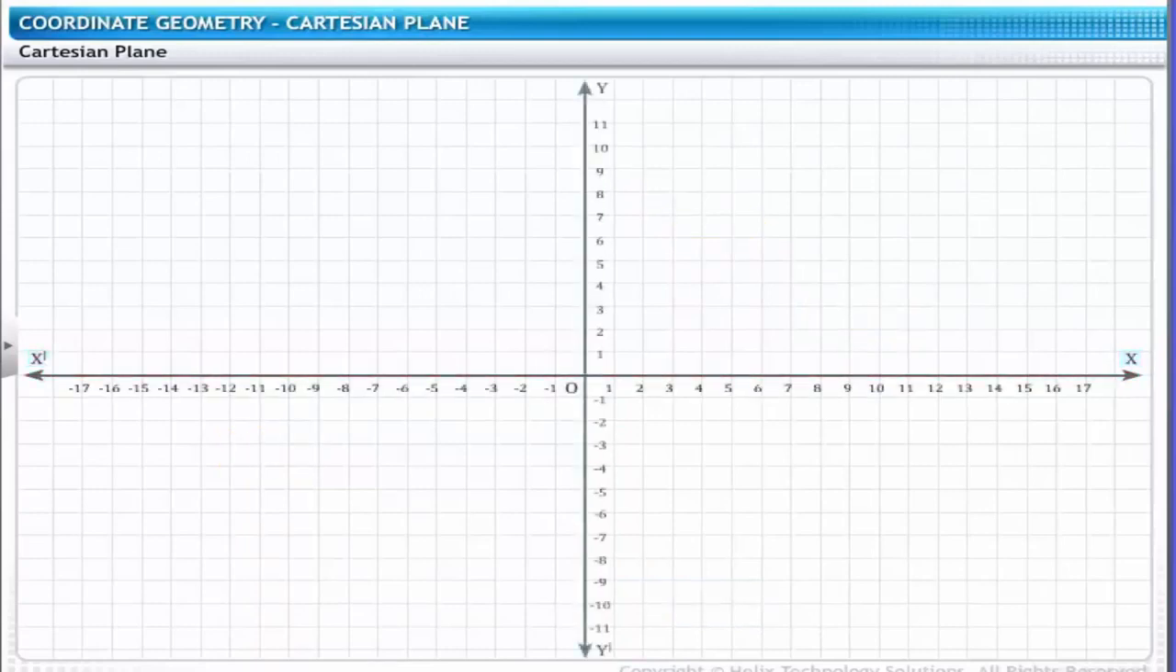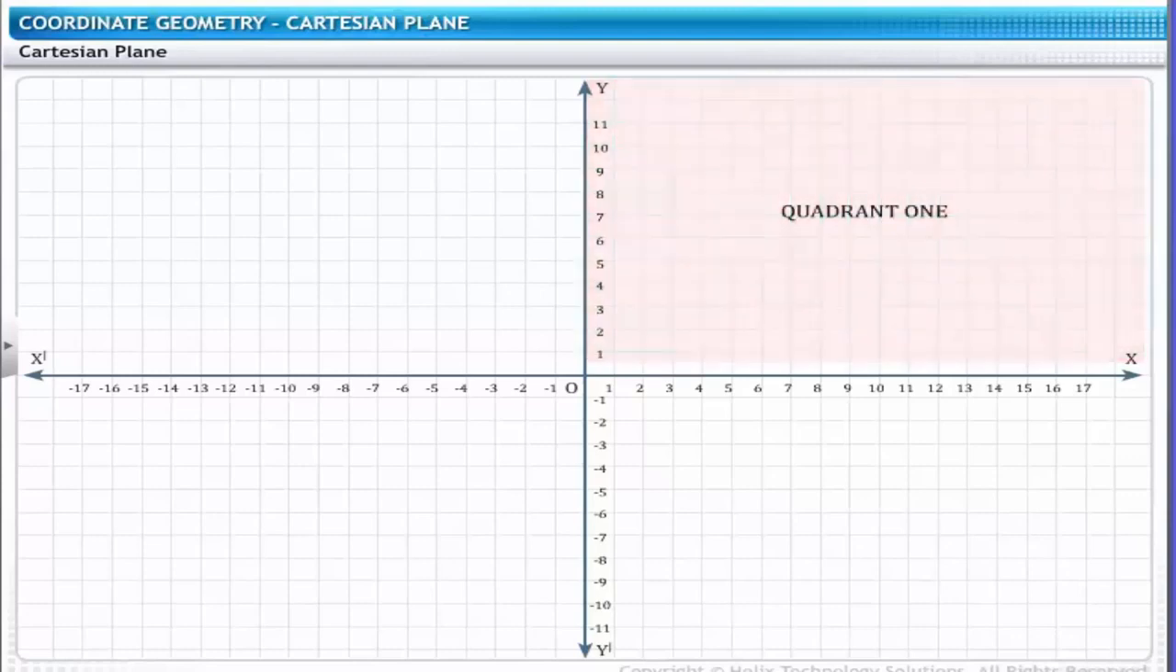XX dash and YY dash divide the rectangular field into 4 equal parts. These parts are called quadrants. Thus, quadrants are the 4 parts of a plane created when the plane is divided by 2 perpendicular coordinate axes.